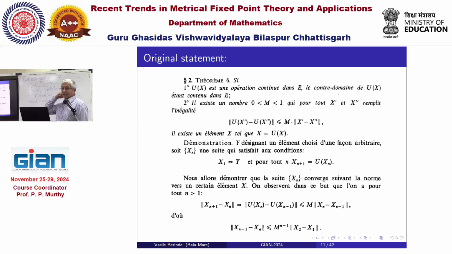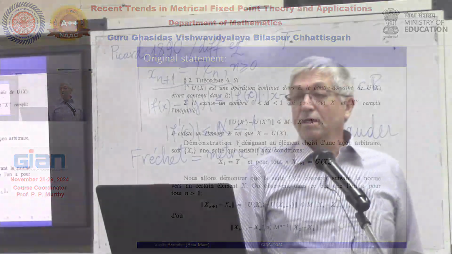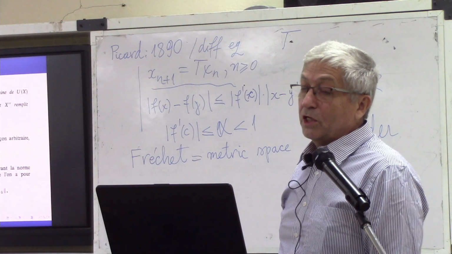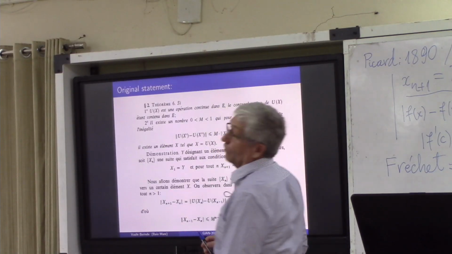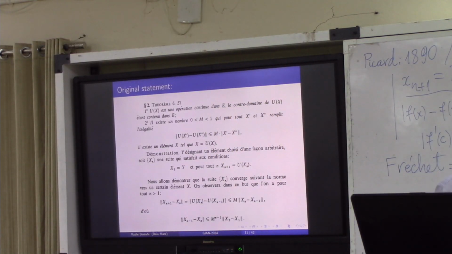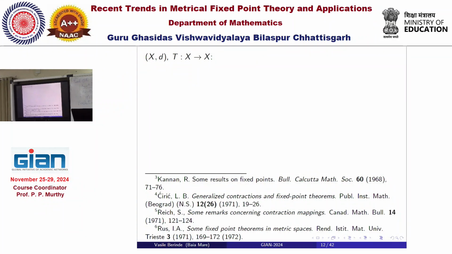So here is the original statement of Banach's theorem. You can see the contraction condition. This is the coefficient. It is written in French. And he just proved what we call the existence and uniqueness of the fixed point, nothing about the approximation of fixed points.